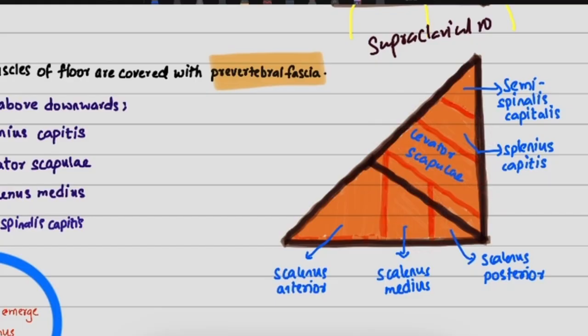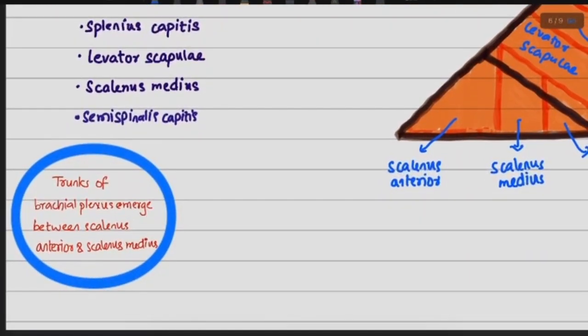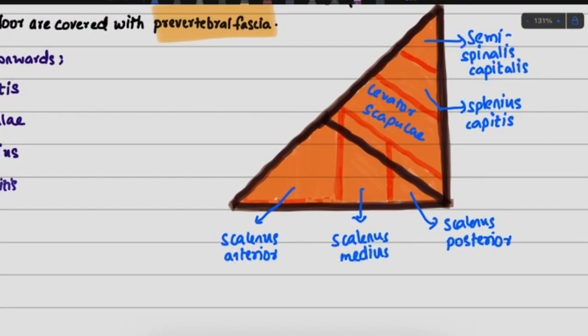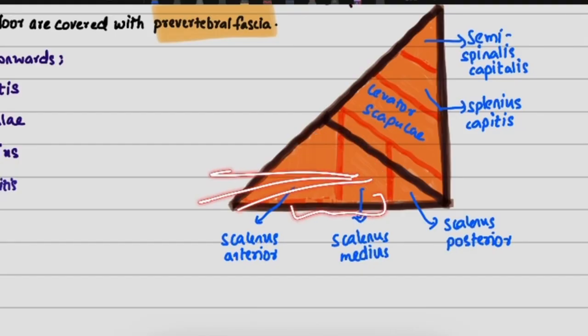I want you guys to represent the same diagram in the exam for better marks. And we have a very important MCQ: the trunks of brachial plexus emerge between scalenus anterior and scalenus medius. You can appreciate here, this is the supraclavicular triangle, right? In the supraclavicular triangle you have muscles called scalenus medius and scalenus anterior. From between these two muscles there is emergence of roots and trunks of brachial plexus.